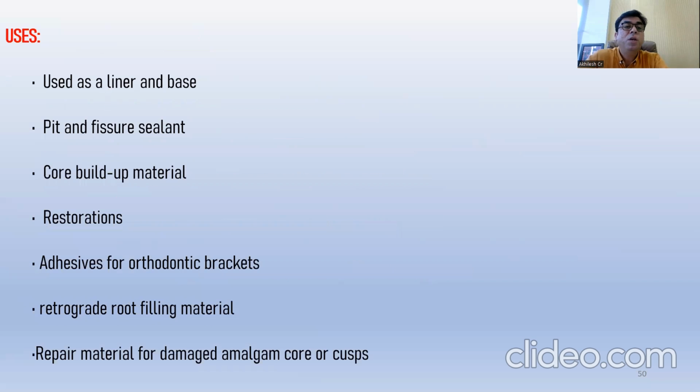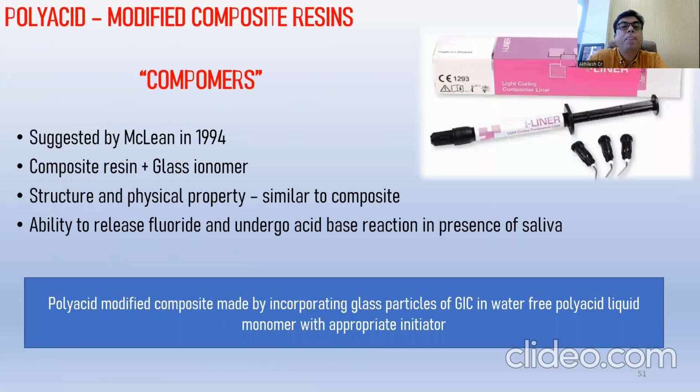What are the uses? It is used as a liner and base, pit and fissure sealer, core builder material. It is used in restorations. It is used as adhesive for orthodontic brackets. It's a retrograde root canal filling material. It is repair material for damaged amalgam foreword cusp.